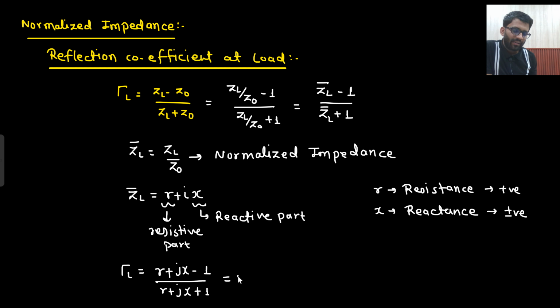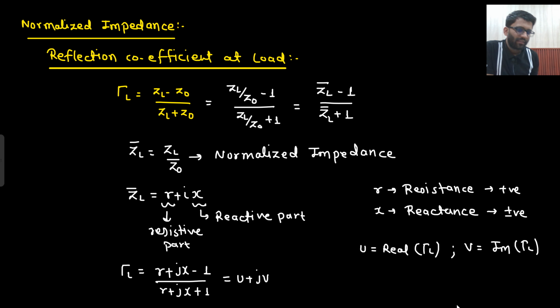So this gamma L can be written as U plus JV. What I am doing is replacing gamma L as U plus JV, because that can also be complex, where U is the real part of gamma L. Why we are doing so, everything will come to you, just have the patience. And V is the imaginary part of gamma L. So from here, U plus JV equals R plus JX minus 1 upon R plus JX plus 1.